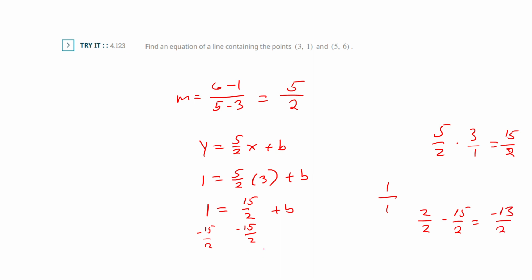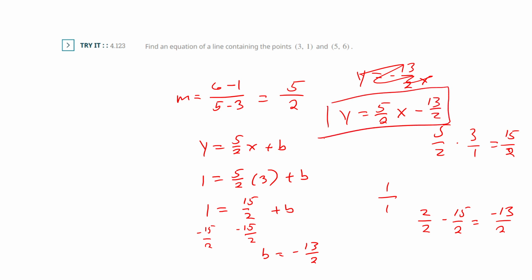Okay, b is a very weird number. It is negative 13 over 2. But that's okay. It's just a number. And I go and I put my equation together. Oh, sorry. That's the y-intercept. My slope was 5 over 2, so y equals 5 over 2 x minus 13 over 2.